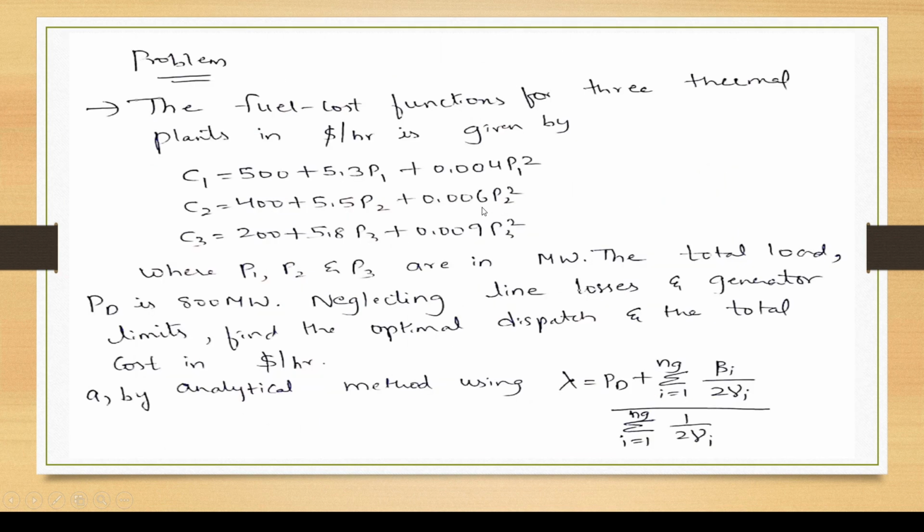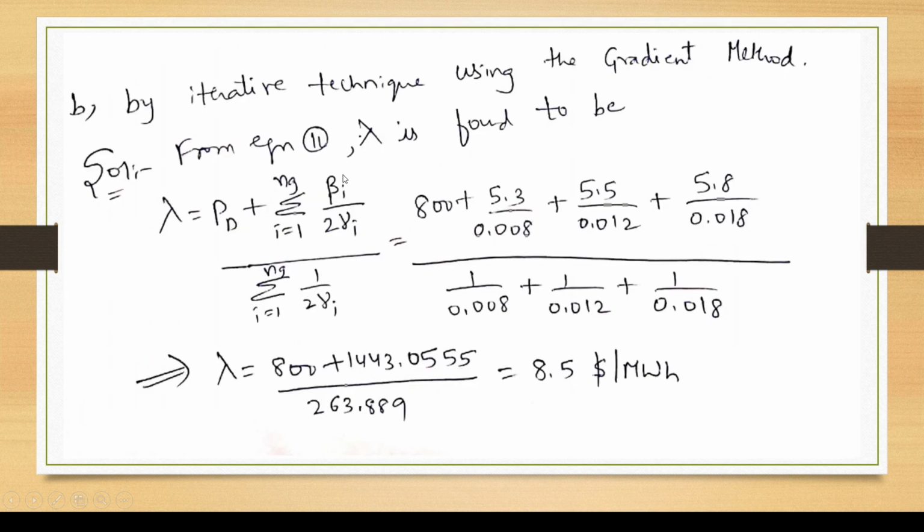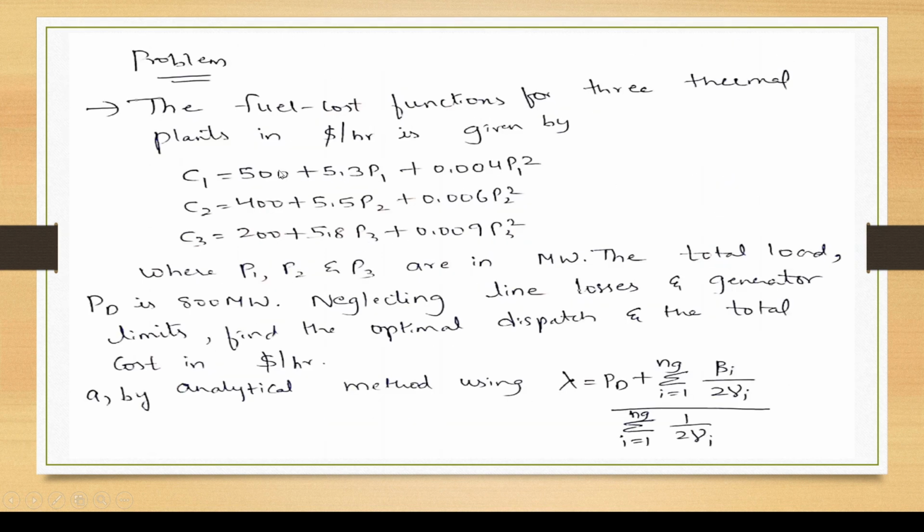First, what are the betas and gammas? The cost is in the form Ct equal to summation i equal to 1 to n of alpha i plus beta i Pi plus gamma i Pi square. So this equation is in that form. What will be my alpha? Alpha will be equal to 500, beta will be equal to 5.3 and gamma will be equal to 0.004. This is for the first plant. Then for the second and third we have to write respectively.